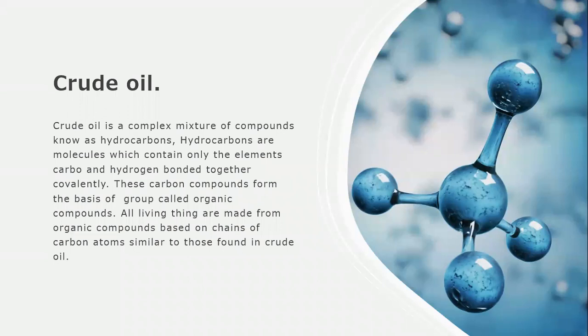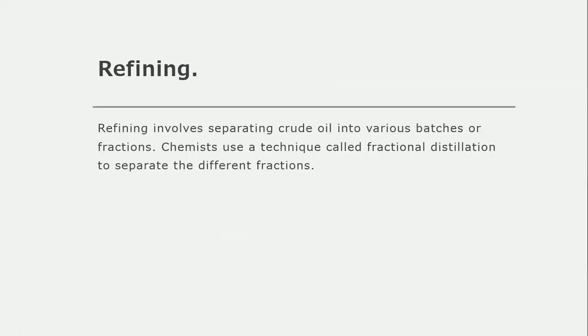When we talk about using crude oil, we cannot use it as it is, because it is a mixture of different hydrocarbons, and every hydrocarbon can be used for a different thing. So before we can use the crude oil, we have to separate all the different hydrocarbons from each other. For that, we do something known as refining the oil. Refining allows the crude oil to separate into different fractions, and the technique used is known as fractional distillation.